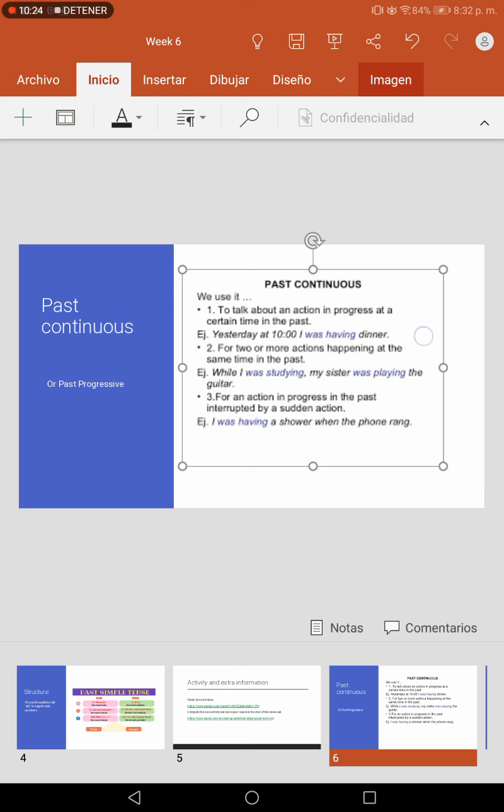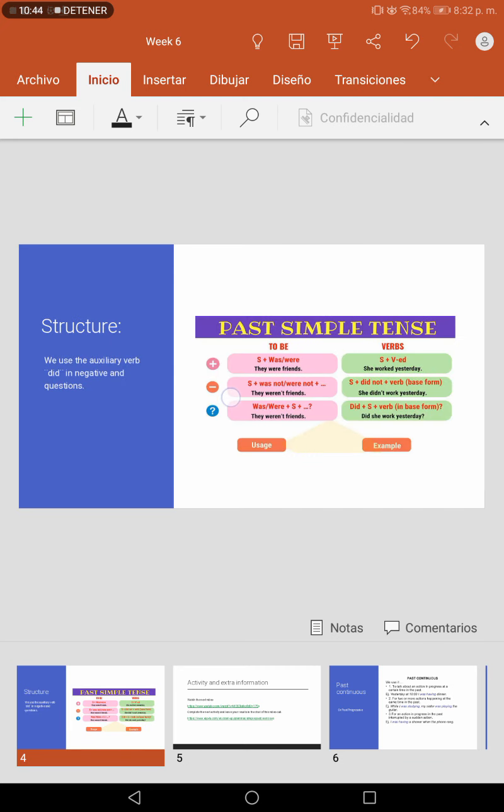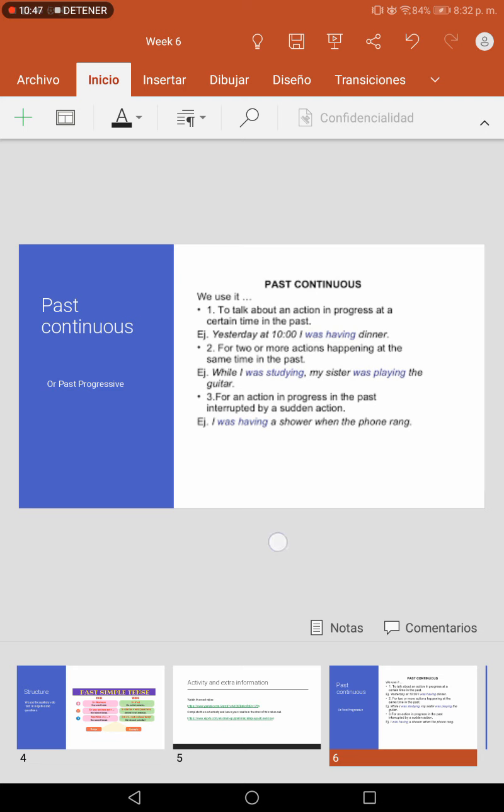Ayer a las 10. Now, the second use, it says, for two or more actions happening at the same time in the past. Cuando queremos hablar de dos acciones que ocurrieron al mismo tiempo en el pasado, utilizamos el pasado continuo o progresivo. While I was studying, my sister was playing the guitar. Mientras yo estaba estudiando, mi hermana estaba tocando la guitarra. ¿Ya? Two actions happening at the same time in the past. Dos acciones sucediendo al mismo tiempo en el pasado.